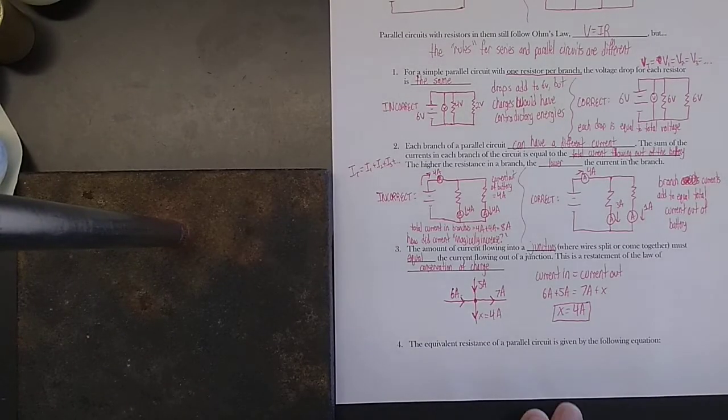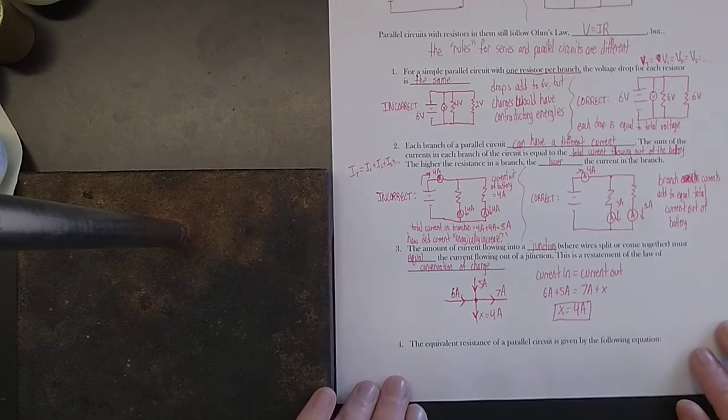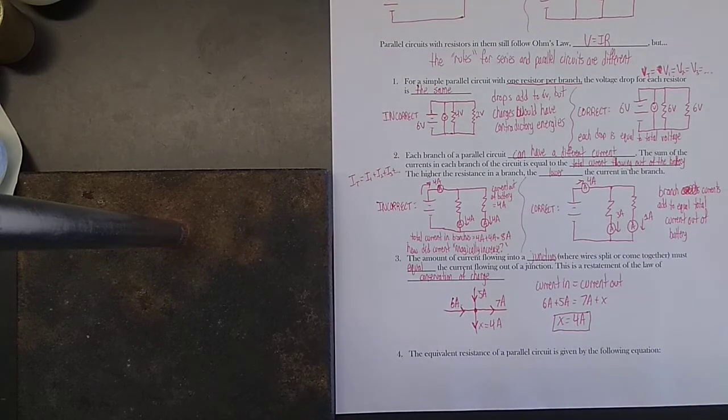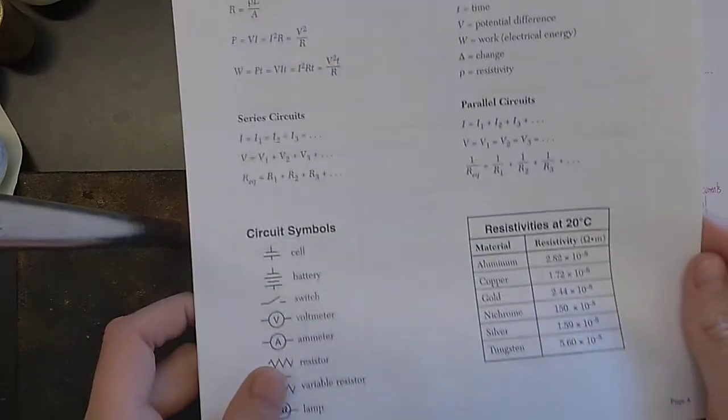Last thing I want to talk about is the equivalent resistance formula. For series circuits, this was very basic. It was just add up all the resistors. It is not as easy for parallel circuits. It's not hard, but you do have to be a little careful with your math.